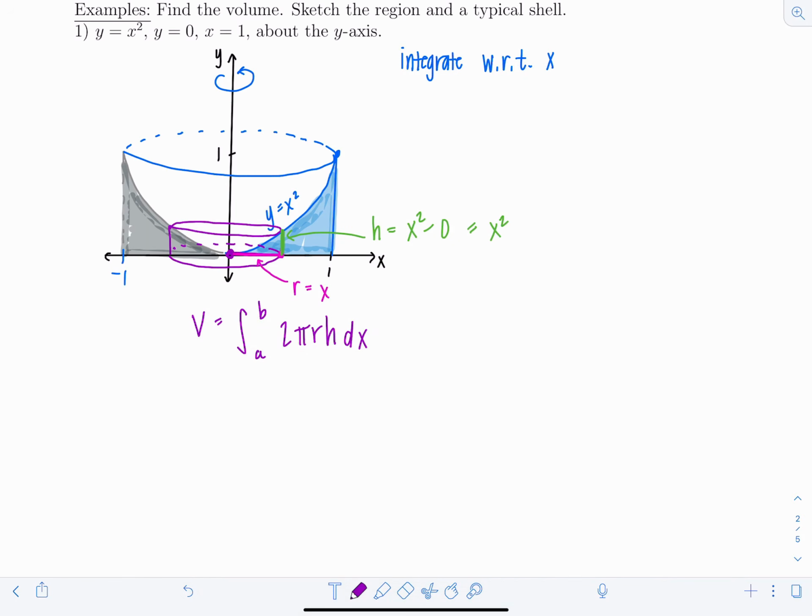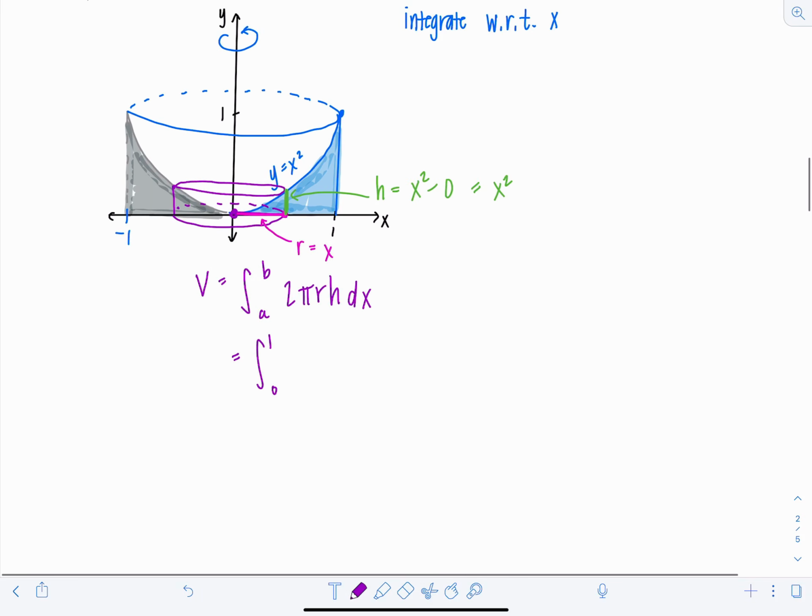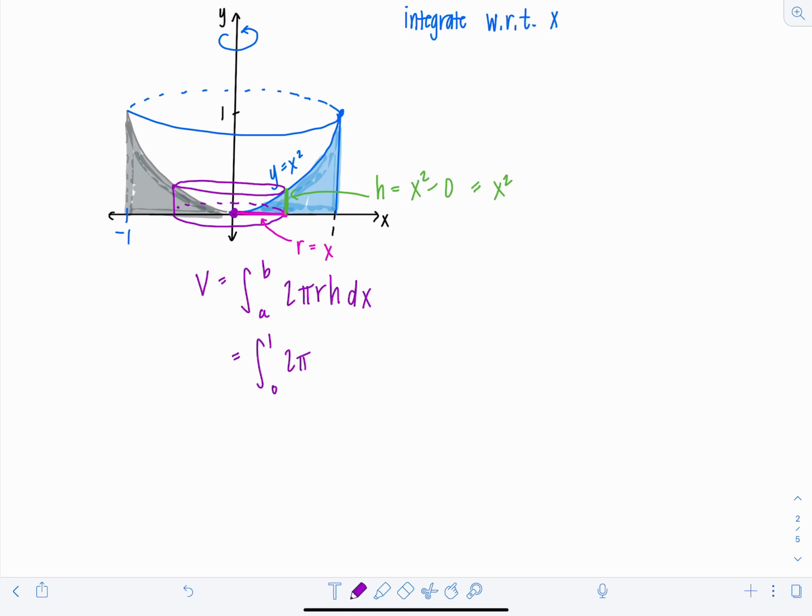My limits of integration are going to be from 0 to 1. Okay, students sometimes get confused. They look at what results after they revolve the region, and they want to go maybe from -1 to 1. But remember, the volume is based on spinning that original region, which only existed between 0 and 1 initially. Okay, so base the limits of integration on the region that you spin, not the volume that results. Then you have 2 pi, r is x and h is x squared dx.